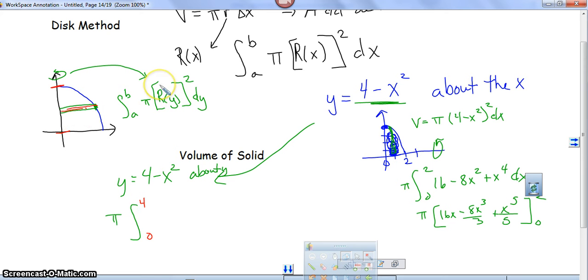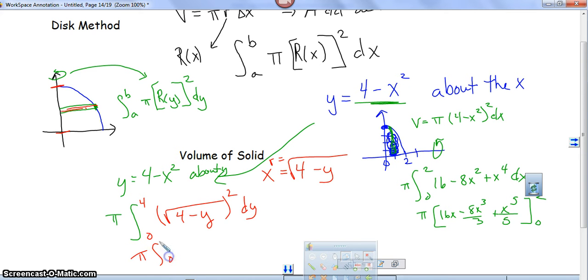Now, I need the function in terms of y. So in terms of x equals, basically, because I want the function in terms of y. So what I would need to do is just solve that. x would equal the square root of 4 minus y. 4 minus y, that's your r. So this is r equals that, because from here to here is the square root of 4 minus y. And I square that times dy. So pi from 0 to 4 of 4 minus y dy.